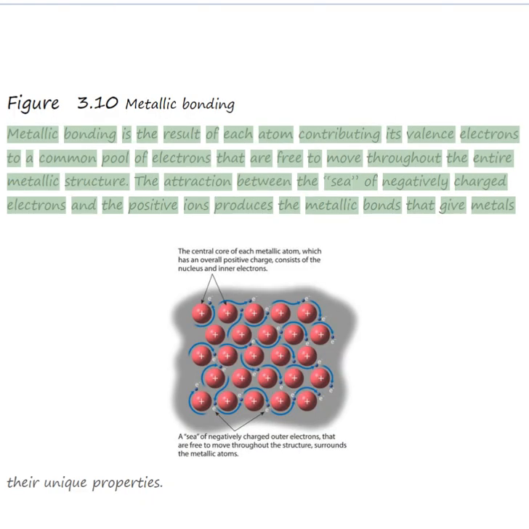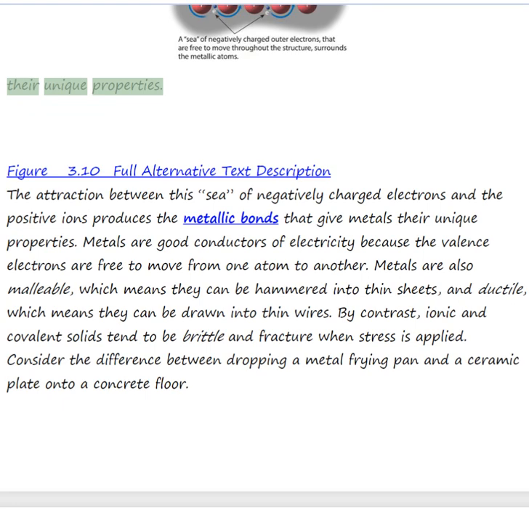Metallic bonding is the result of each atom contributing its valence electrons to a common pool of electrons that are free to move throughout the entire metallic structure. The attraction between the sea of negatively charged electrons and the positive ions produces the metallic bonds that give metals their unique properties.